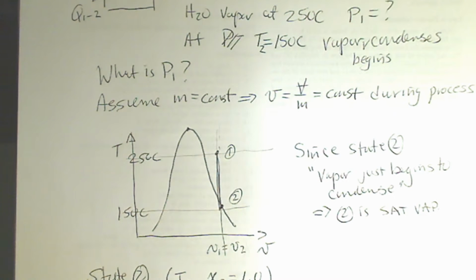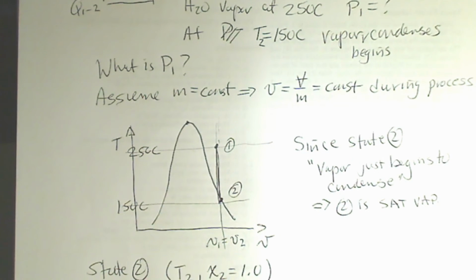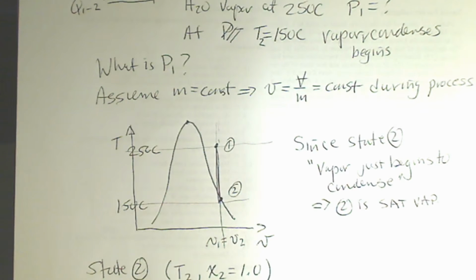State 2 is defined by the coordinates temperature 2 and essentially quality equal to 1 because we're on that saturated vapor line. And state 1 is defined by the property coordinates T1 and V1 equal to V2 once we find V2. All right, so how do we proceed? We need to find vg at T2, and that's going to be equal to V2. Hopefully I can unearth that from some tables.